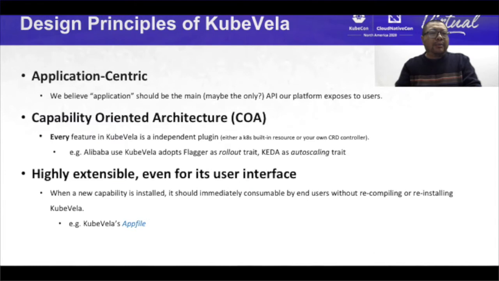I would like to tell you about the three design principles of KubeVela. Number one is it's application-centric. It's built for the developers, so we definitely put developers' interest at the top priority. Application should be the main API that is exposed to users. So we don't have things like deployment, replica set, all those APIs from different packages.